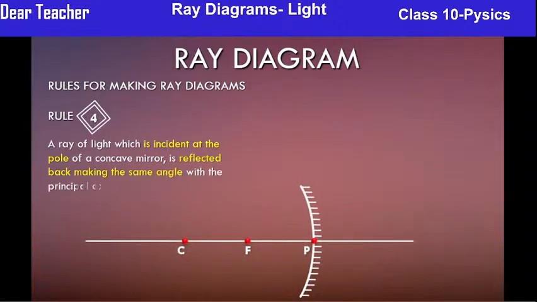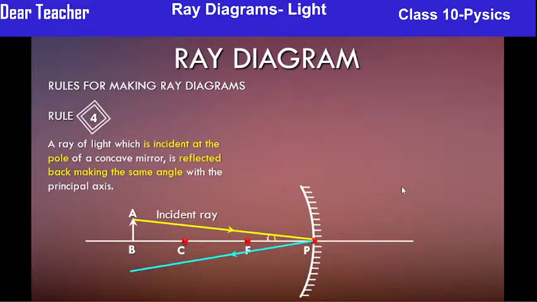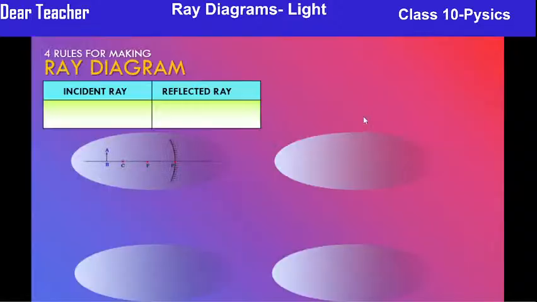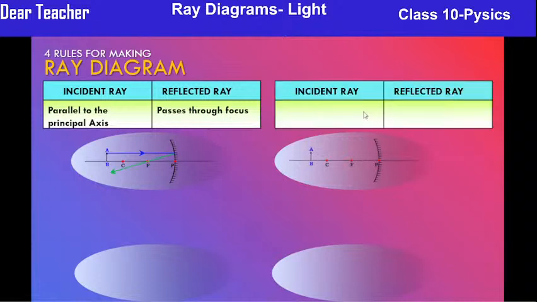Finally, if the light ray is falling on P, striking the mirror at P, then what happens? The angle of reflection will be equal to the angle of incidence. So these are the things you have to remember when you are drawing the ray diagrams.